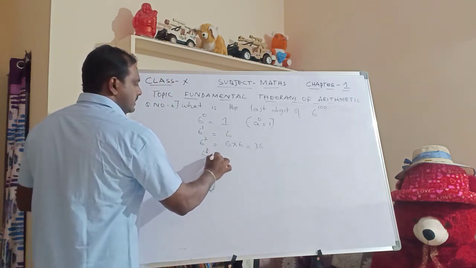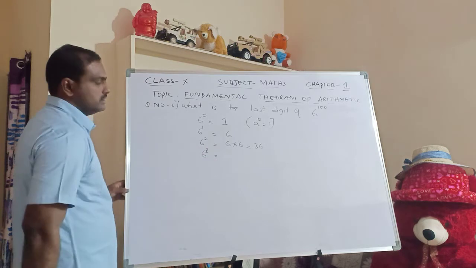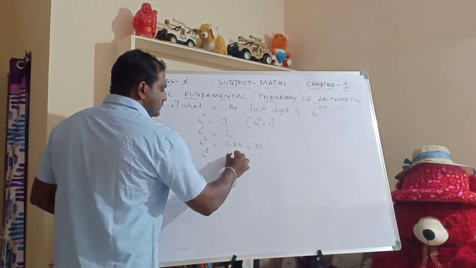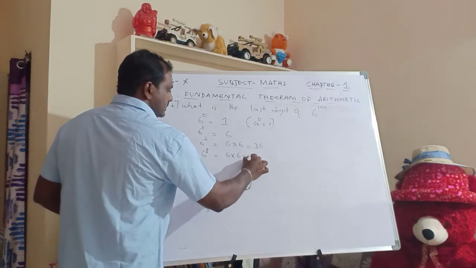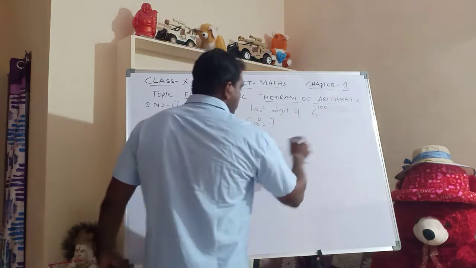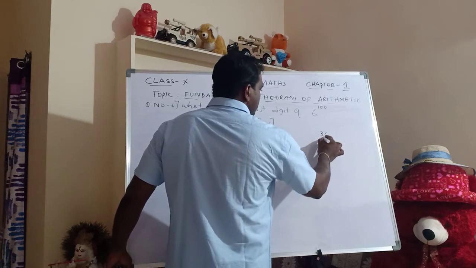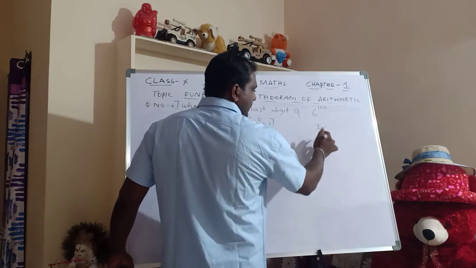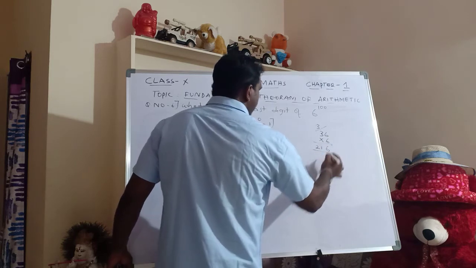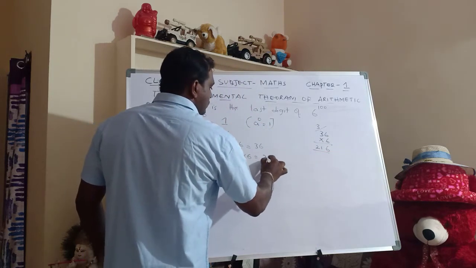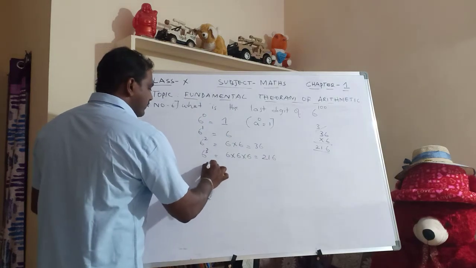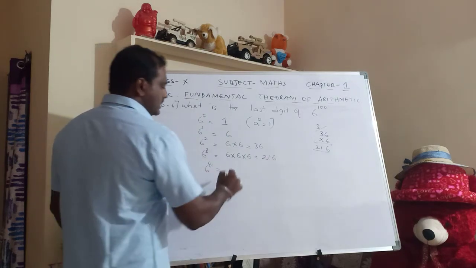6 power 3. Don't write 6 into 3. 6 power 2 means 6 into 6. 6 power 3 means 6 into 6 into 6. So how much was it? 6 6s are 36. 36 into 6. 6 6s are 36. 6 3s are 18. 19, 20, 21. So what is the answer? It is 216. Next, 6 power 4 means, what is the answer?